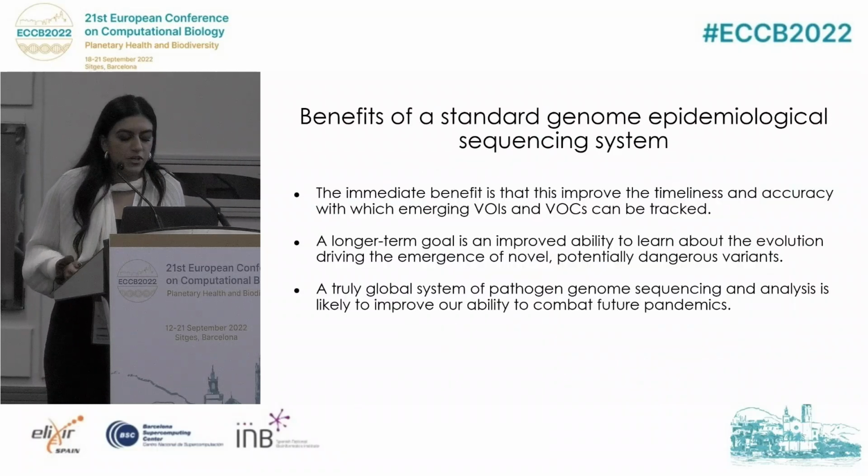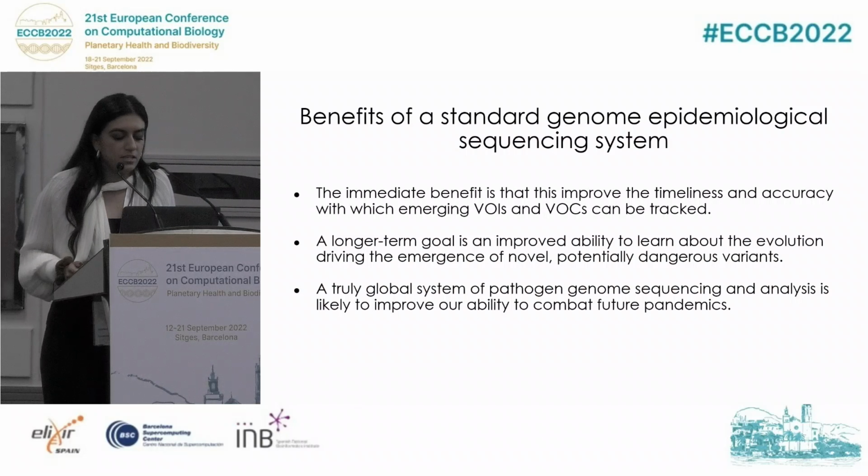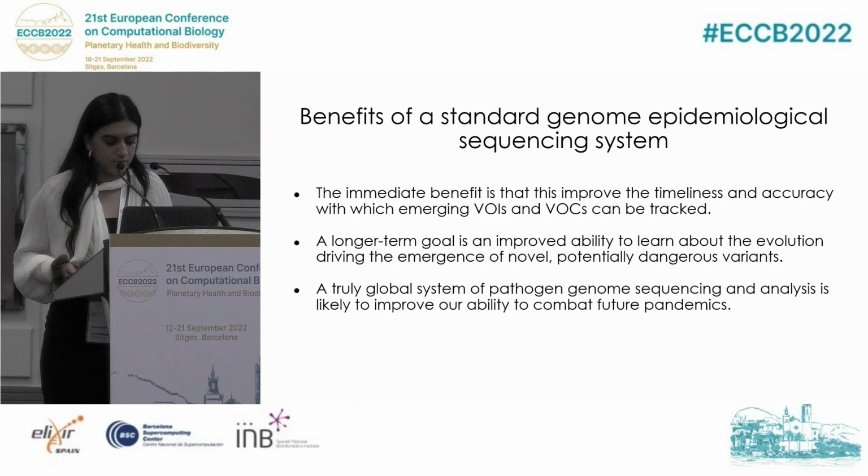Creating a standard genome epidemiological sequencing system has many benefits. The immediate benefit of a standard sequencing system is that this can help improve the timeliness and accuracy with which emerging variants of interest and variants of concern can be tracked. A longer-term goal is an improved ability to learn about the evolution during the emergence of novel and potentially dangerous variants. A truly global system of pathogen genome sequencing and analysis is likely to improve our ability to combat future pandemics.